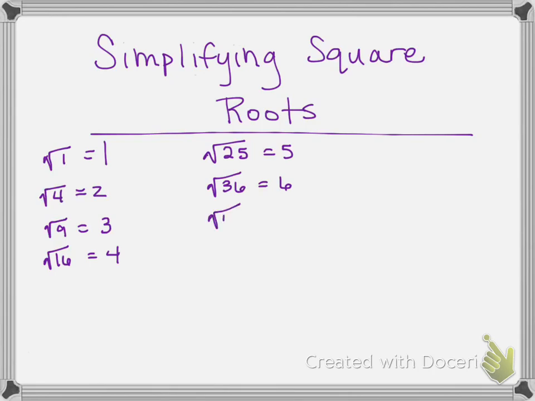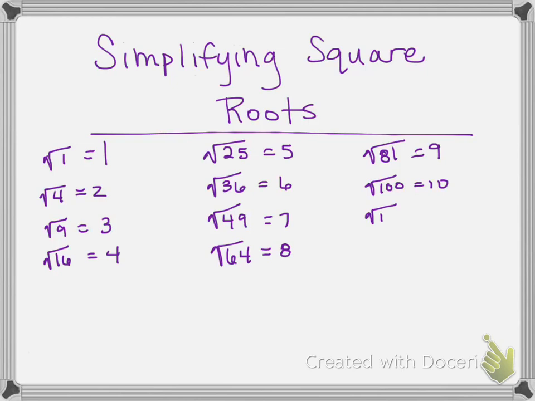We know the square root of 49 is 7. We know the square root of 64 is 8. We know the square root of 81 is 9. We know that the square root of 100 is 10. We know that the square root of 121 is 11. And we know the square root of 144 is 12. And so we want to make that list all the way up to 12, because that'll help us.